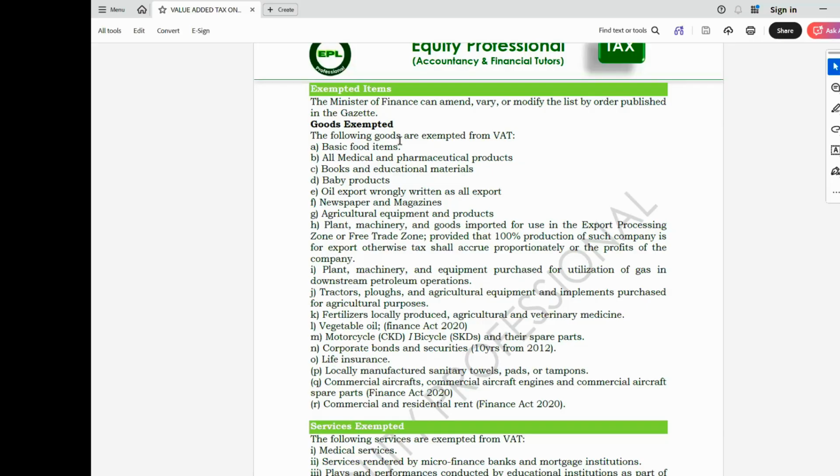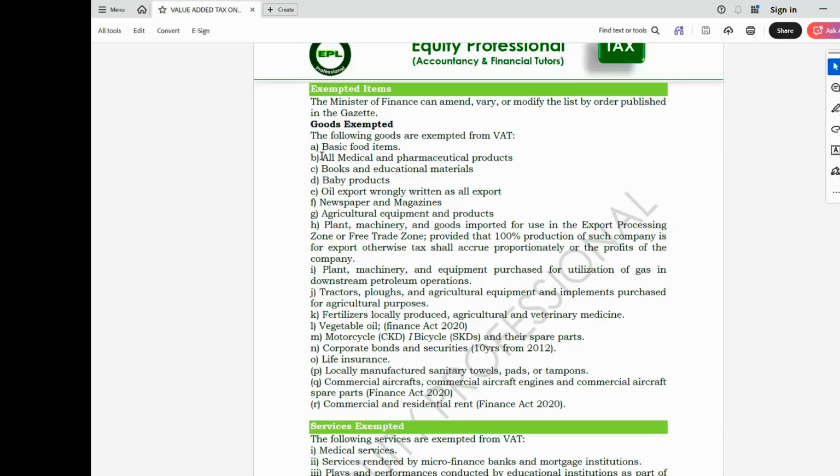The following goods are basic food items. Look at that word, basic food item. Not the food that you go to buy at an eatery. It is the one that you go to the market yourself to buy the ingredients. Those are basic food items. Not the one that has already been cooked by an eatery or by a hotel. Those are not basic again. So the ones that you went to the market to buy are exempted from value added tax.